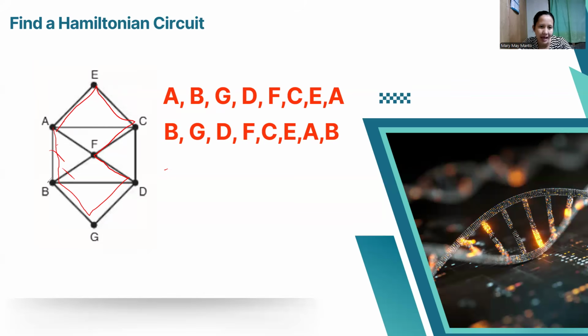This one. This path is also possible: B, G, B, F, C, E, A, B. Okay, as long as it visited everything. That is a Hamiltonian circuit.